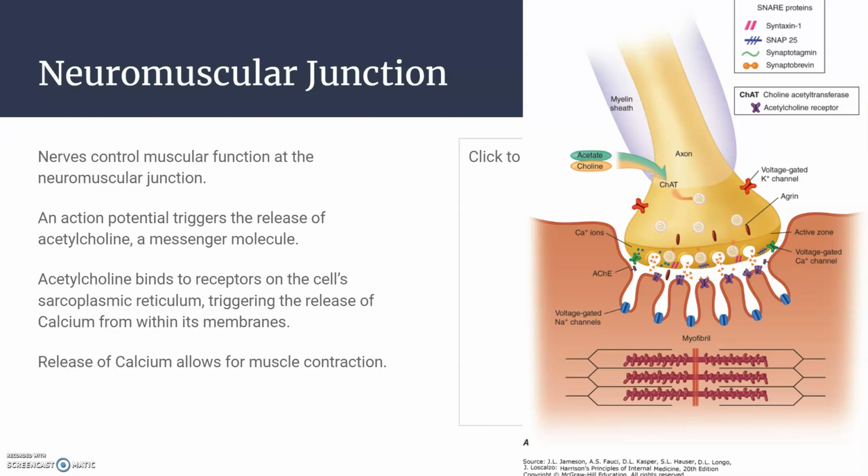Nerves control muscular function at the neuromuscular junction. An action potential triggers the release of acetylcholine, a messenger molecule. Acetylcholine binds to receptors on the cell's sarcoplasmic reticulum, triggering the release of calcium ions from within its membranes. Release of calcium ions allows for muscle contraction.